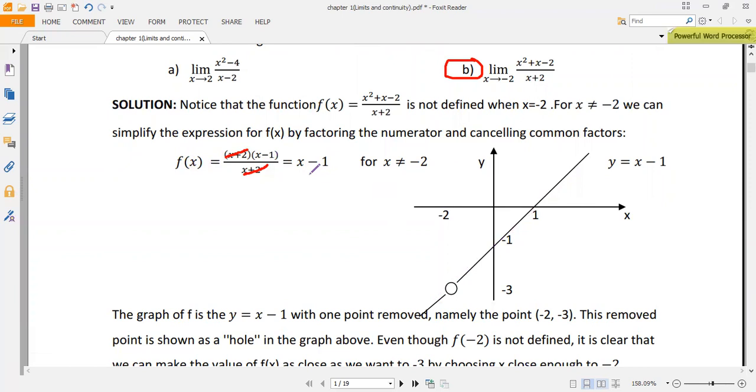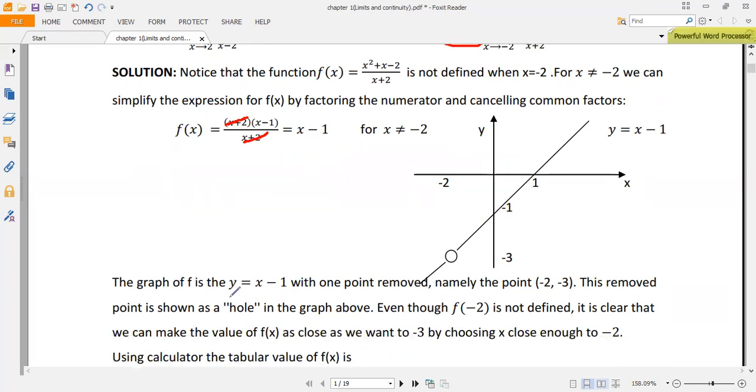so x becomes 1, and to find the y-intercept, we make x equal to 0, so that we get y equal to minus 1, so the x and y-intercepts are 1 and minus 1. So the graph of f is y equal to x minus 1 with one point removed, namely the point (minus 2, minus 3). This removed point is shown as a hole in the graph above.